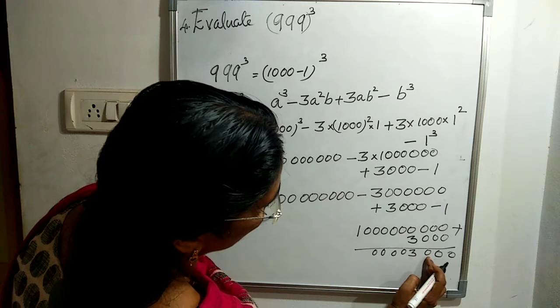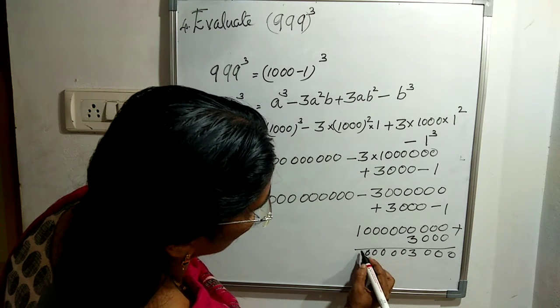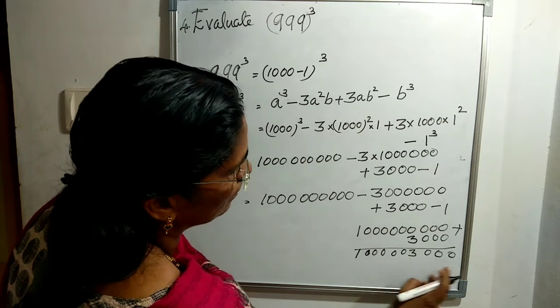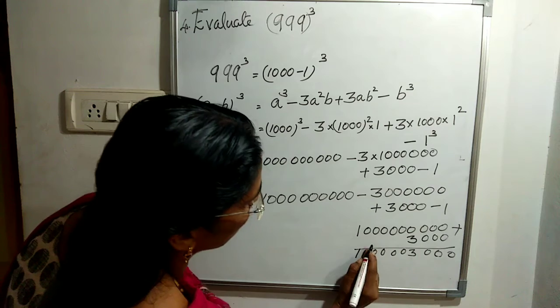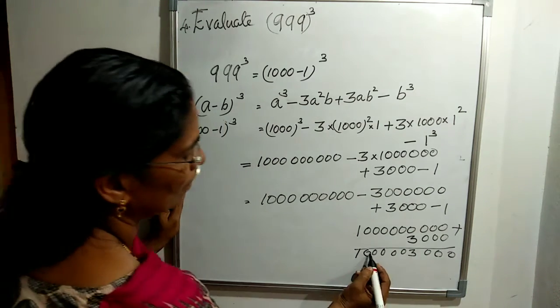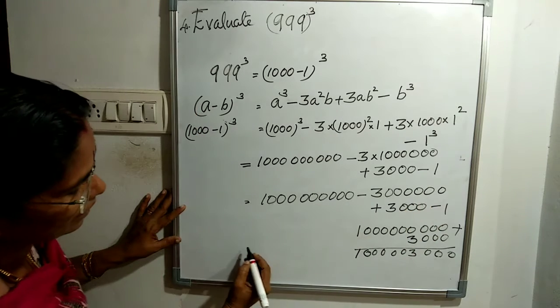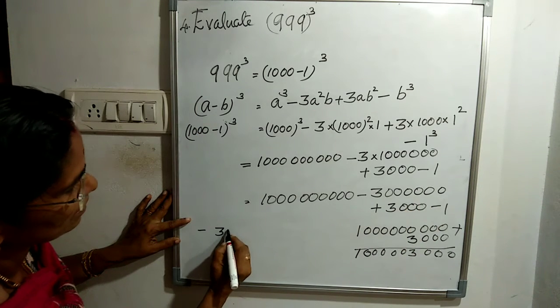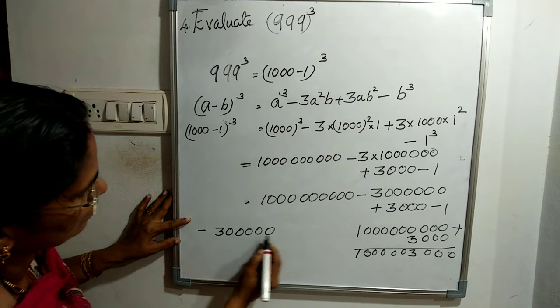Is it completed? No. One more 0 is there. Okay. 1, 2, 3, 4, 5, 6, 7, 8, 9. Now it is correct. Okay. Now we have to add two negative numbers that I am adding here. This, how many zeros are there? 6 zeros.